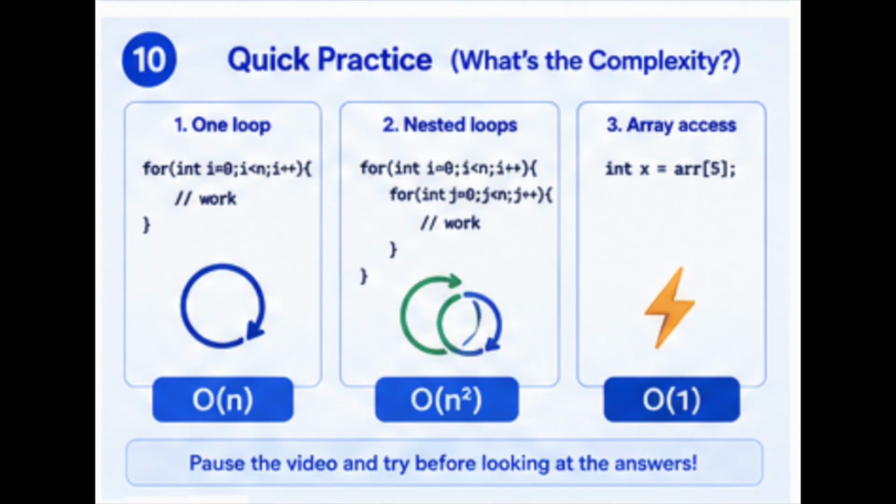Let's quickly test what you have learned. Take a few seconds and think about the complexity of each example before looking at the answer. The first example has one loop, that's O(n). The second contains nested loops, that's O(n squared). The third performs a direct array access, that's O(1). If you answered all three correctly, you are already thinking like an algorithm designer.